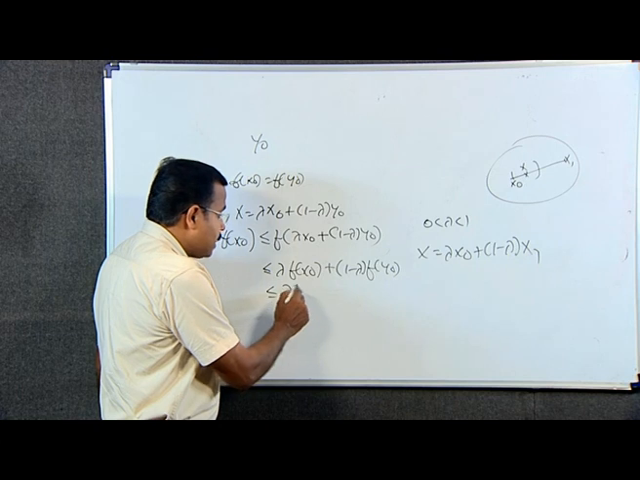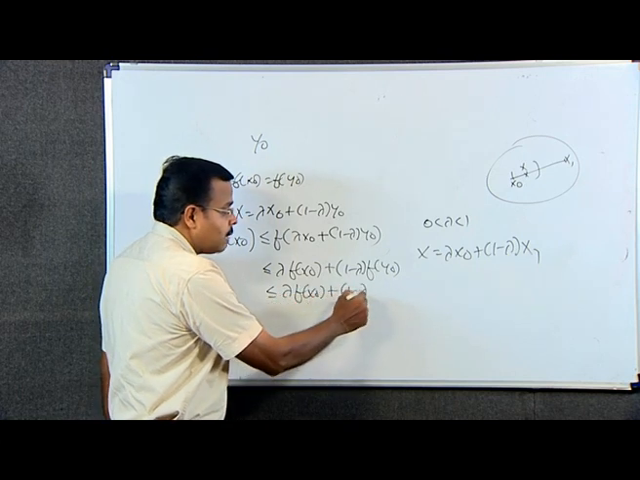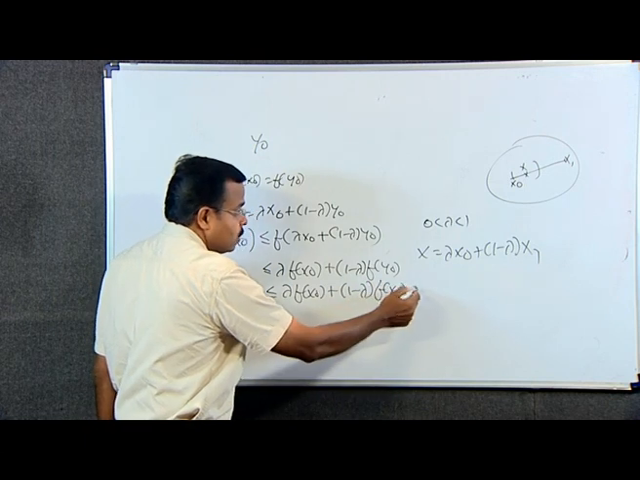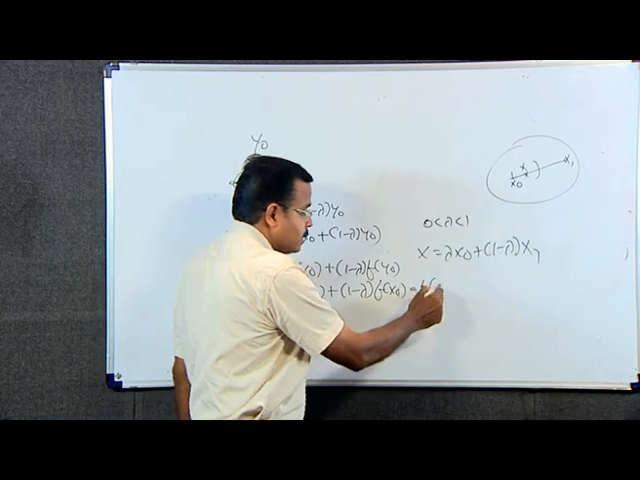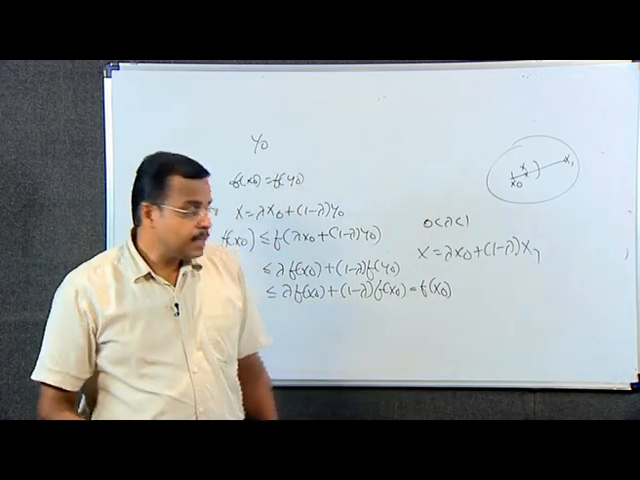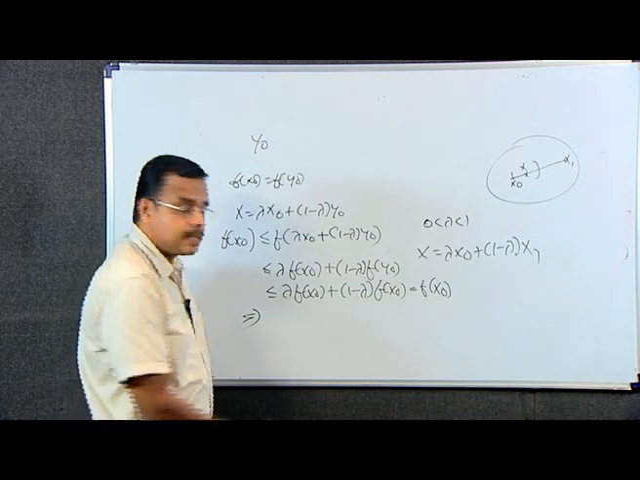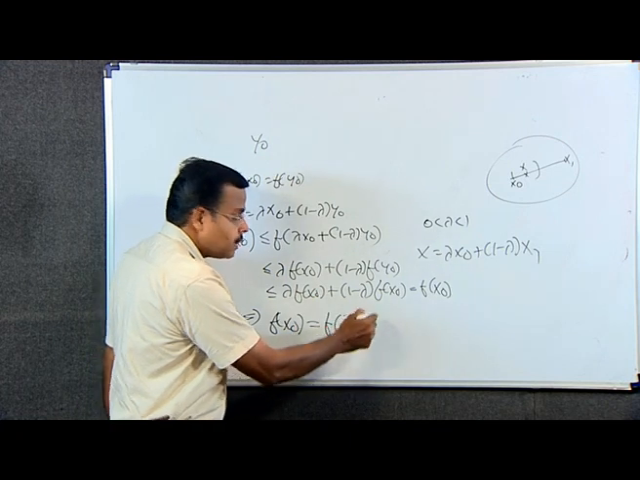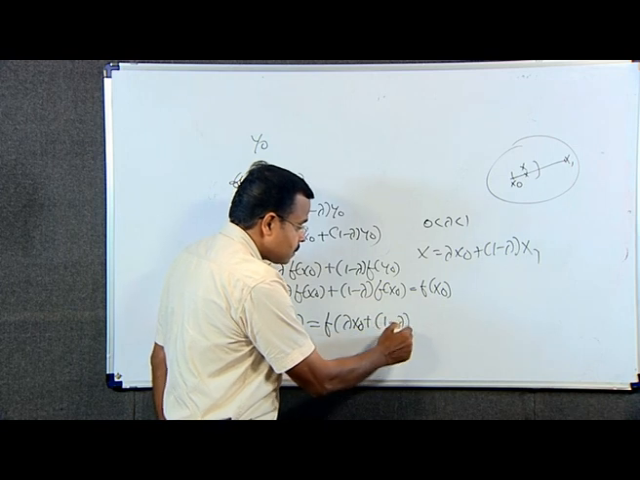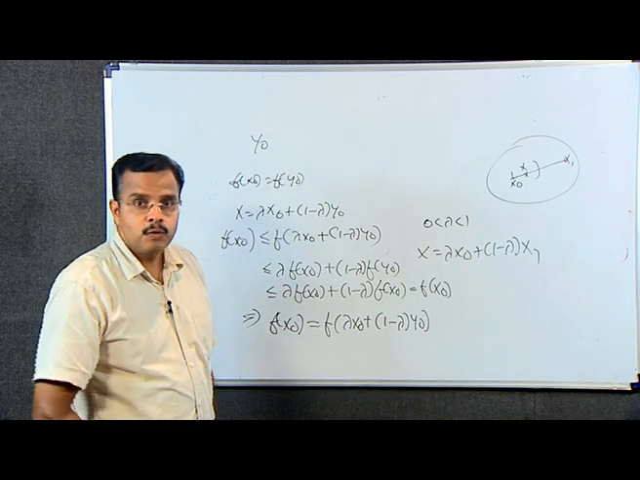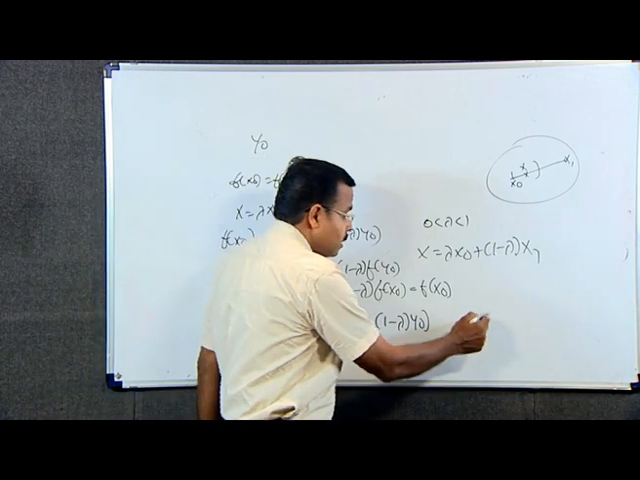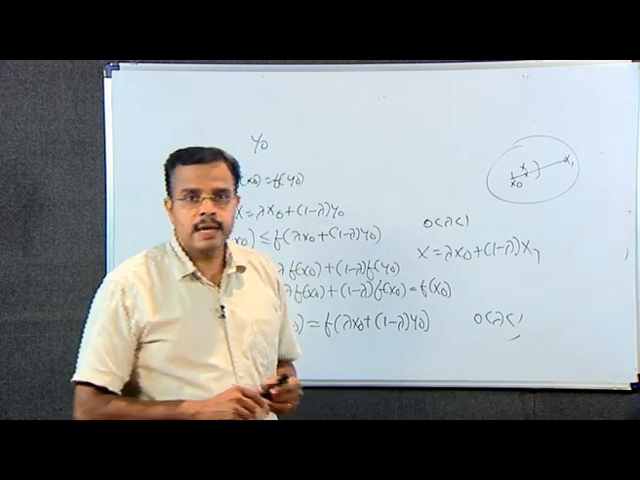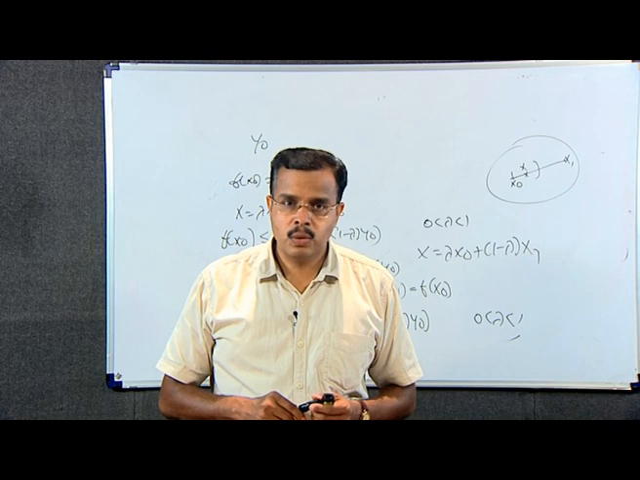That is less than or equal to lambda into f of x0 plus (1 minus lambda) into f of x0, because f of y0 is equal to f of x0, that is equal to f of x0. This implies f of x0 is equal to f of lambda into x0 plus (1 minus lambda) into y0 for all lambda where 0 less than lambda less than 1. This means that the minimum is attained at all convex linear combinations of x0 and y0.